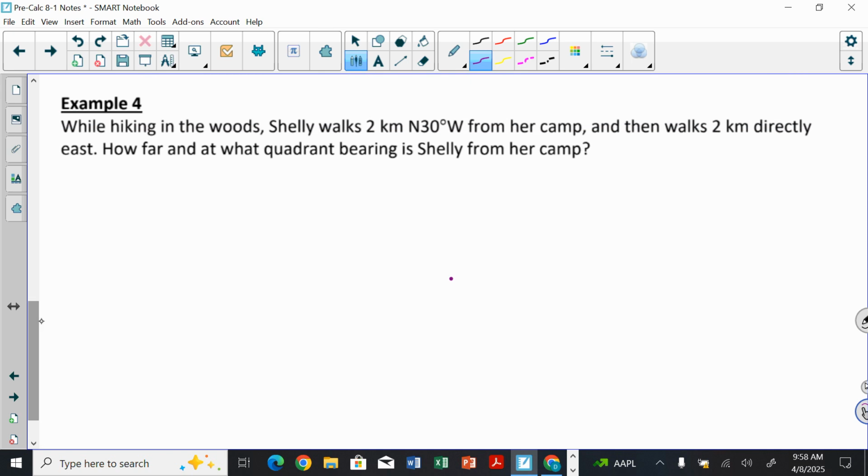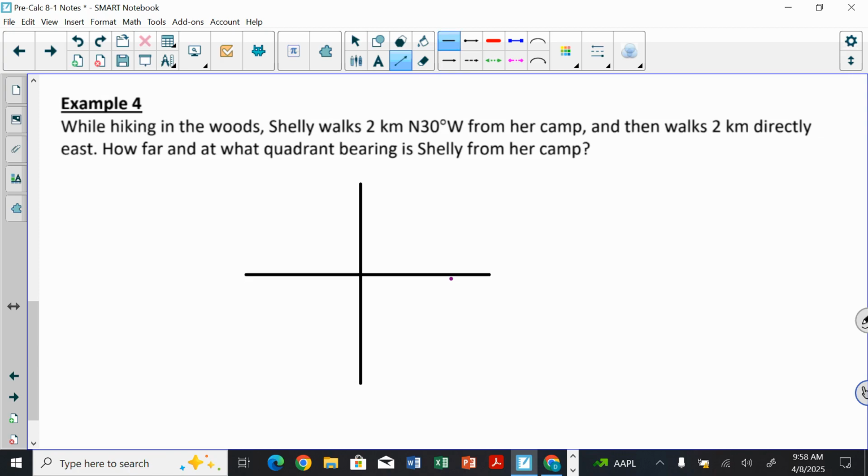This one, we don't have the diagrams to work with. So I'm going to start by drawing an axis system. I'm going to label those north, east, west, and south. It tells me that Shelley walked 2 kilometers north, 30 west, which means 30 degrees west of north. So that's where she first walked. And I'm going to draw that one like this.